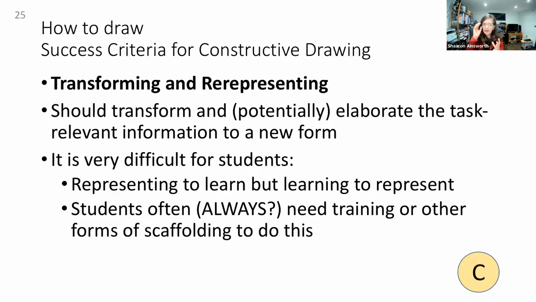What we do know is it's very, very difficult for students to do this. Students are representing to learn, but they're also learning to represent as they do this. And it's something that experts often have a blind spot about. We say, okay, here's an equation for predator-prey density. Could you please look at this phase plot and tell me whether it's the same as this equation? And this is incredibly difficult. On the whole, I would say students pretty much always need training or other forms of scaffolding to allow them to learn how to transform and re-represent.